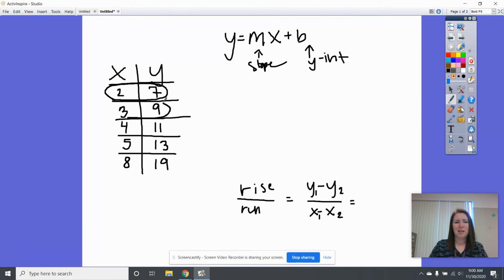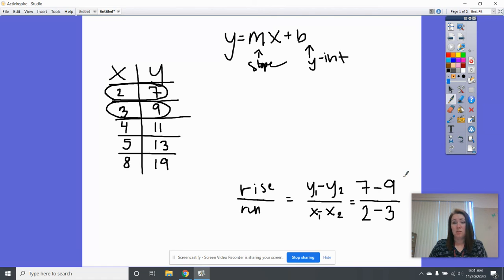Other than that one, you can choose any other point. I'm just going to choose the next point. It really doesn't matter. Okay, so I chose these two. Now I have to subtract the two y values, the first y value minus the second y value. Here's the first y value, it's 7, minus the second y value, 9, divided by the first x value, 2, minus the second x value, 3.